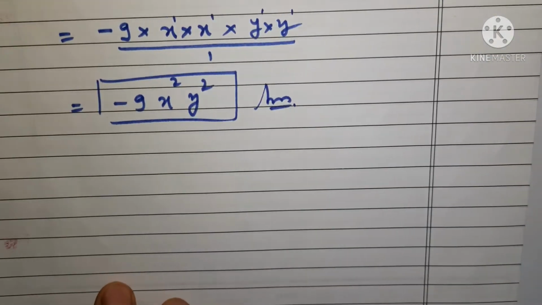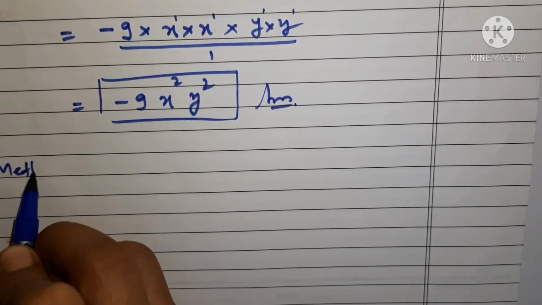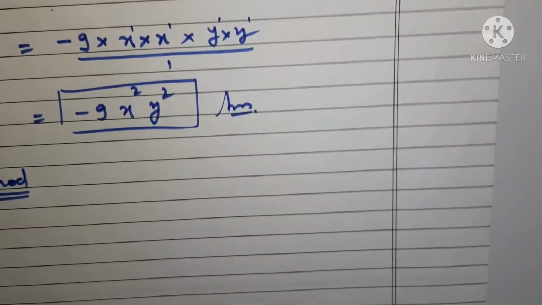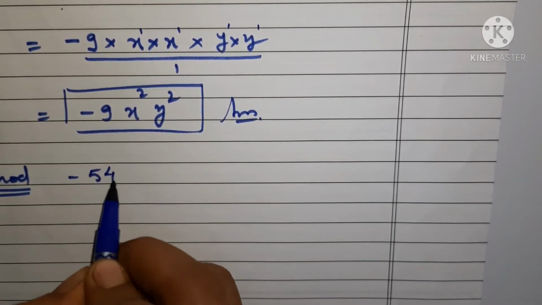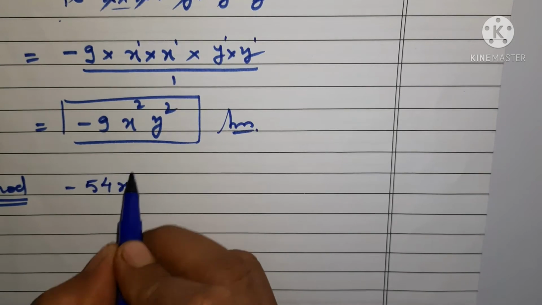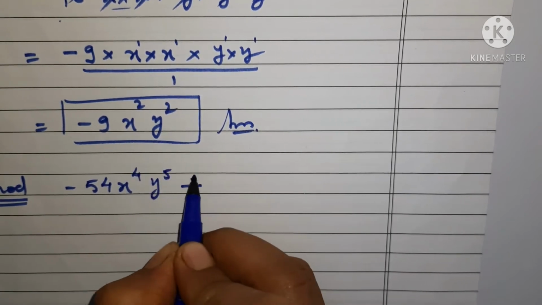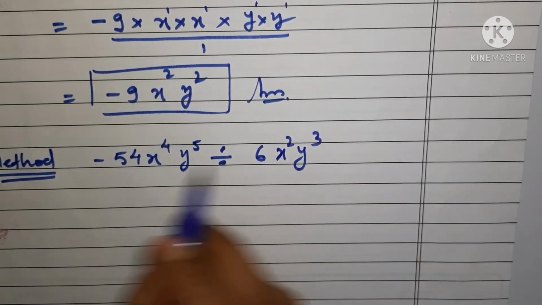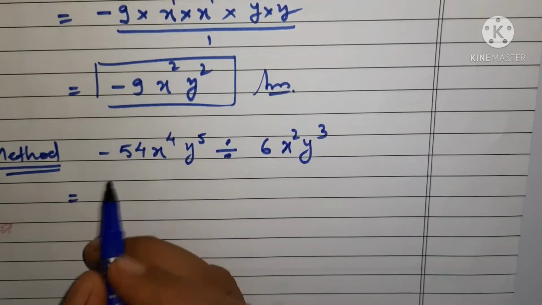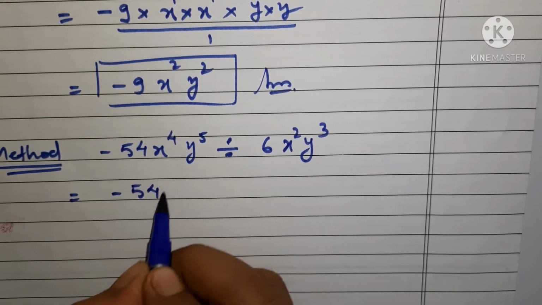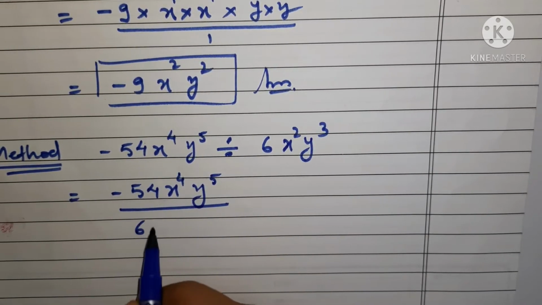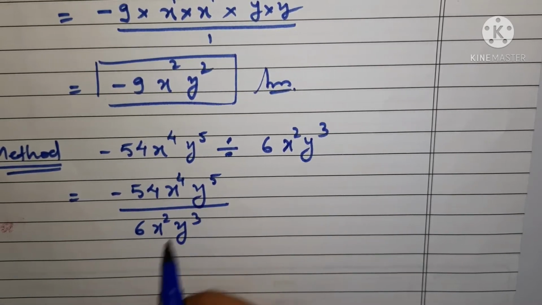अगला मेथड, second method is to do it in this way. That means in fraction way. Okay, so first of all, again I am writing this question first. x to the power 4, y to the power 5 divided by 6 x² y cube. Let us bring it in fraction form. हम इसको fraction form में change करेंगे. So it is -54 x to the power 4 y to the power 5 divided upon 6 x to the power square y to the power cube.